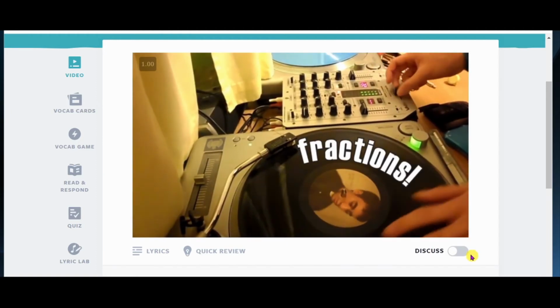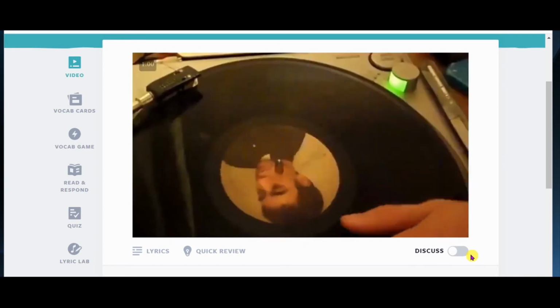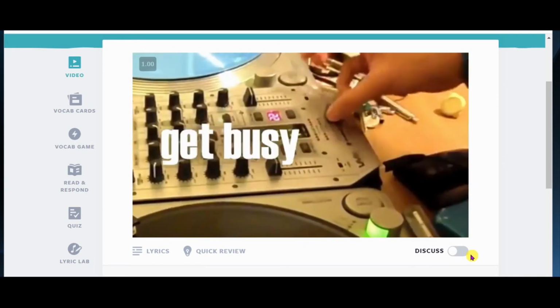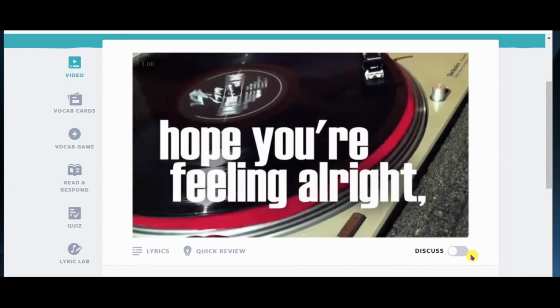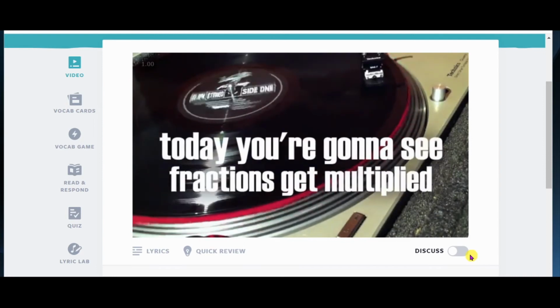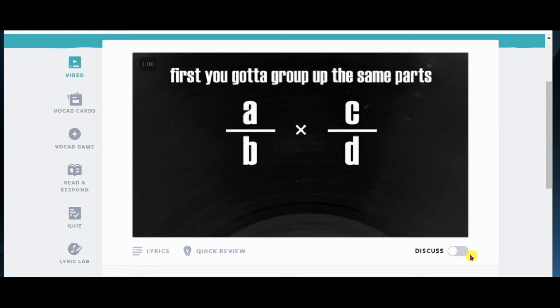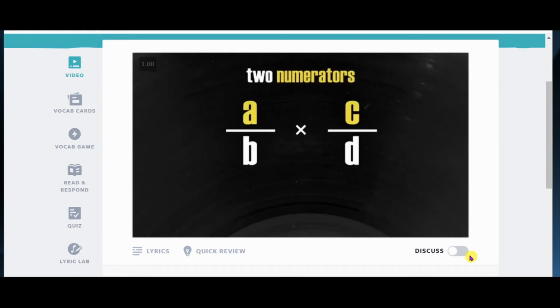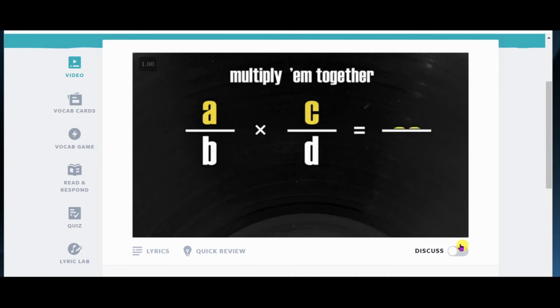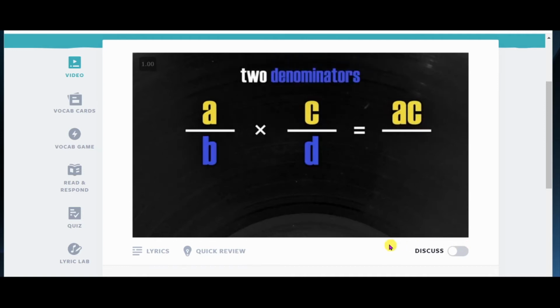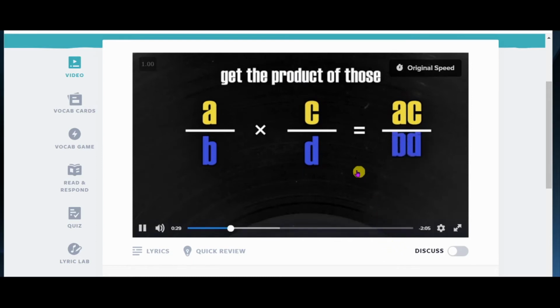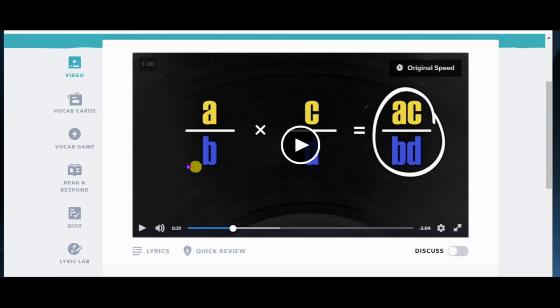Multiplying fractions. You know how we do. Yeah. Peace, y'all. Hope you're feeling all right. Today you're gonna see fractions get multiplied. Okay, so here's how it starts. First, you gotta group up the same parts. The two numerators, those are on top. Multiply them together, yeah, but don't stop. The two denominators, the ones down below, you still got to get the product of those. There's your answer.